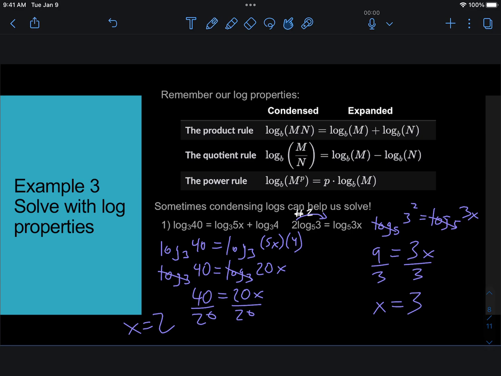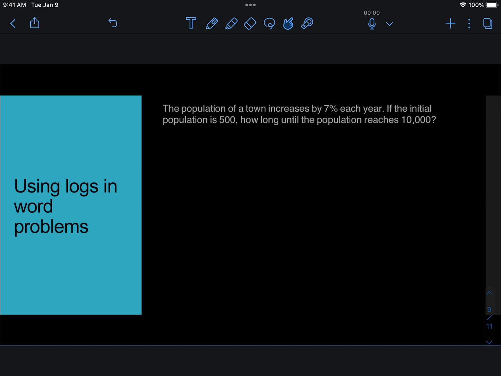All right, last one. Using logs to solve some of these word problems, our exponential growth or decay word problems. So looking at this, we've got a population in a town that increases by 7% each year. So it's increasing 7%. It's a growth formula. The initial population is 500. We want to know how long until it reaches 10,000. So if I set this up, my initial value is 500. It's 1 plus because it's increasing, so it's a growth, 0.07. And we'll put an x there for our exponent.